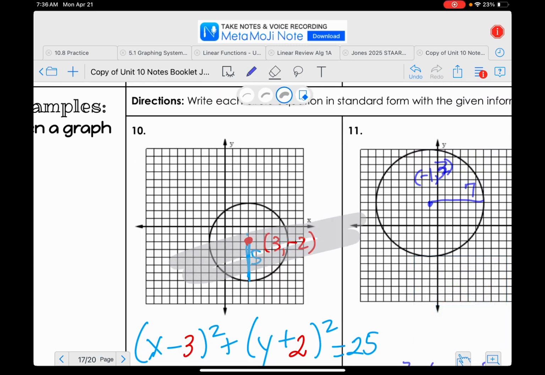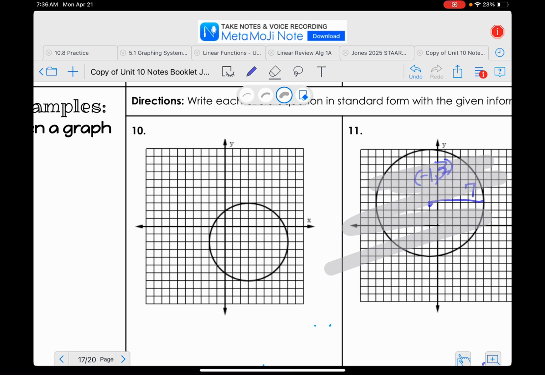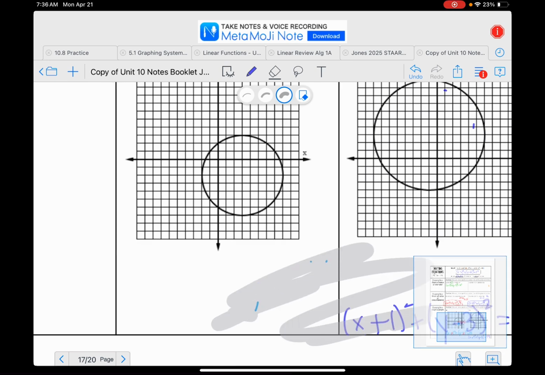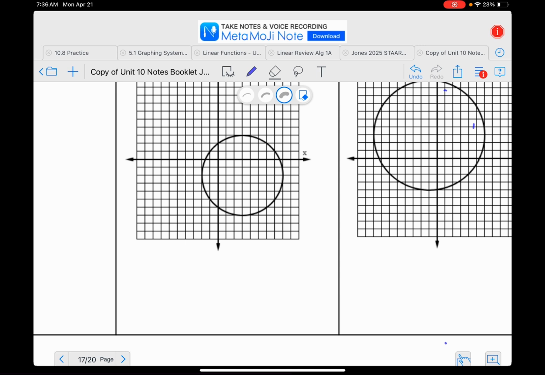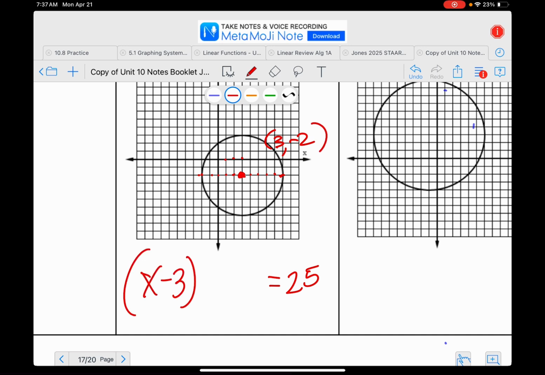And then I'm going to go backwards from a graph and write an equation. I'm going to find the center. So let's find the ends of the circle and count 1, 2, 3, 4, 5, 6, 7, 8, 9, 10. So here's the middle. It's 5 from each side. So the radius is 5, so radius squared is 25. Here's your center, 1, 2, 3, -2. So x minus 3 squared plus y plus 2 squared equals 25, because I do the opposite.